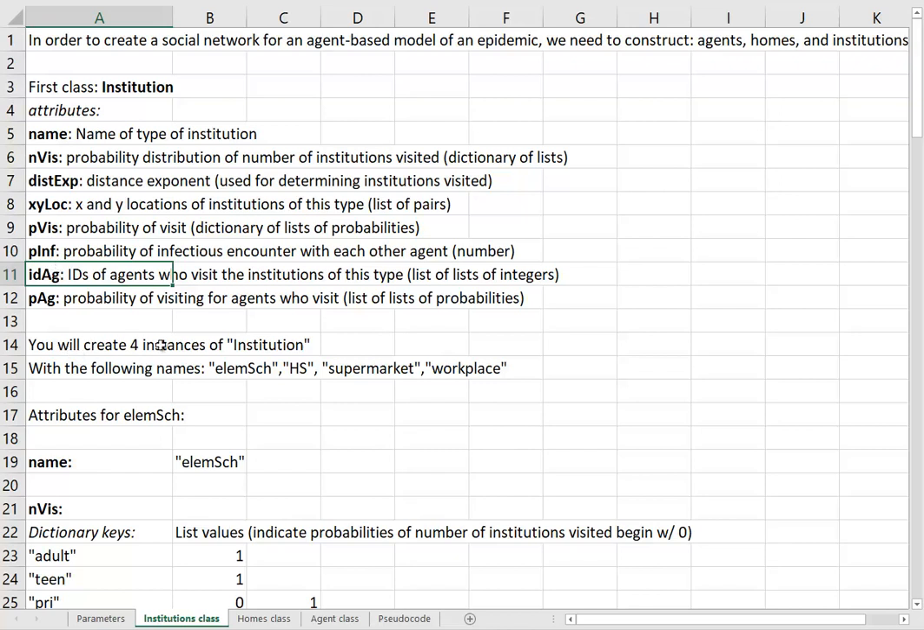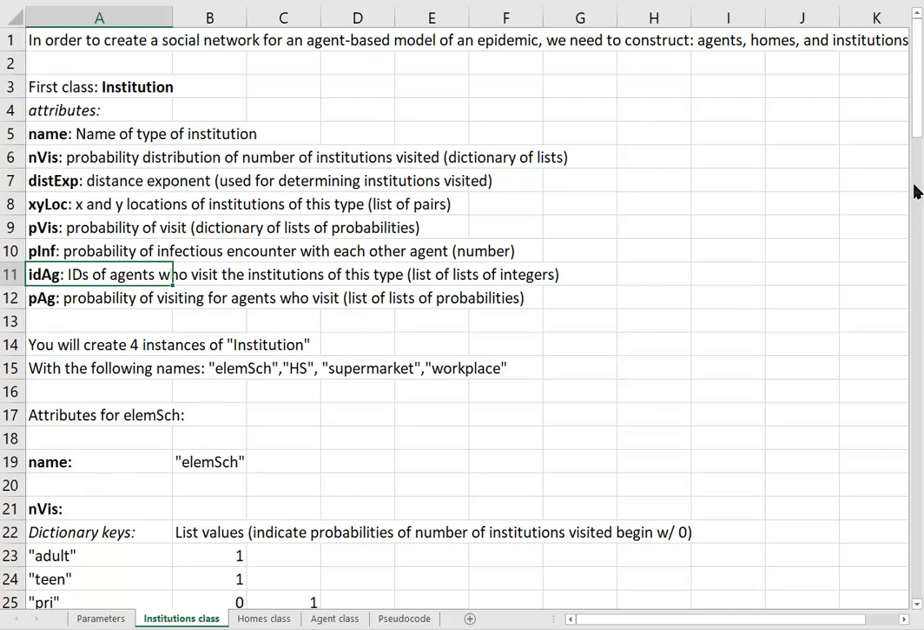So you'll create four instances of institution with the following names: elementary school, high school, supermarket, and workplace. And like I said, for instance, the supermarket instance will contain all the information about supermarkets in the model. And there will be more than one supermarket. So these are the attributes for elementary school. The name, we'll just call it this. It's going to be the same name as the name of the instance, but this is an attribute of that instance.